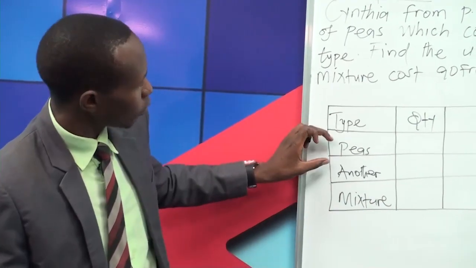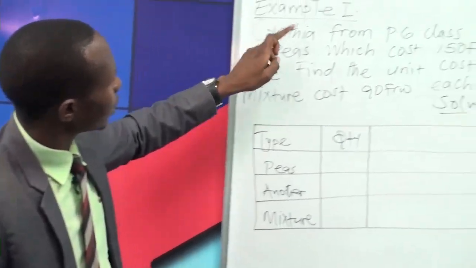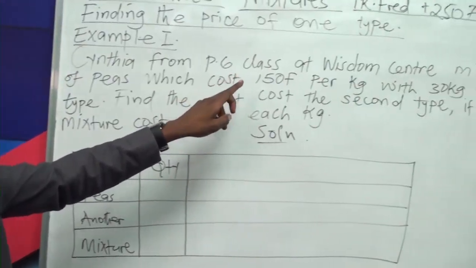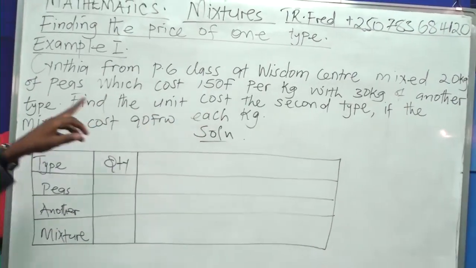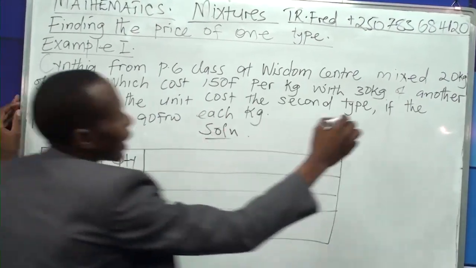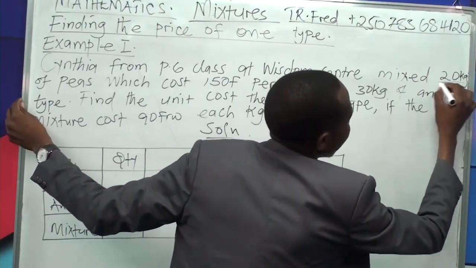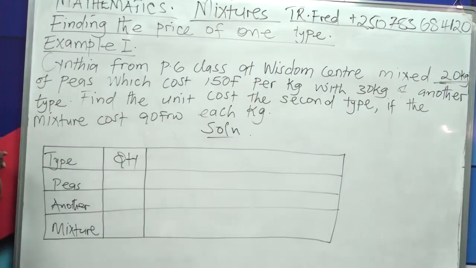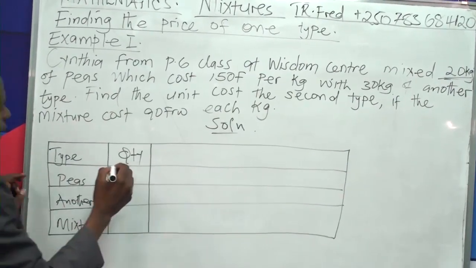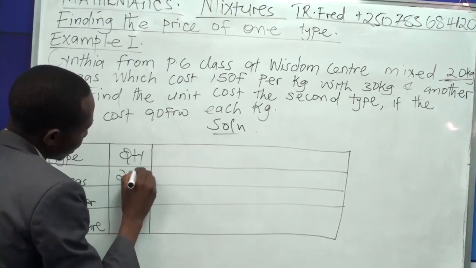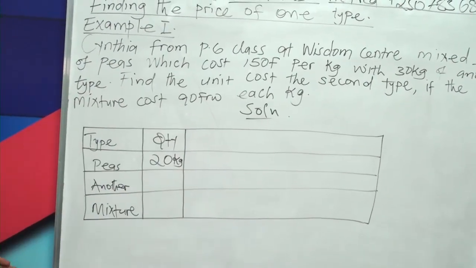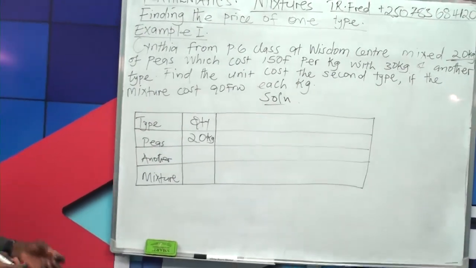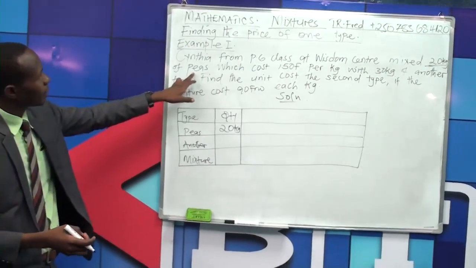So when we come to piece, the question said, Cynthia from P6 class at Wisdom Center mixed 20 kilograms of piece. So piece is identified as 20 kilograms. I'll come here and identify piece as 20 kilograms. That is the number of piece that she mixed. Then from there we shall continue and identify more.